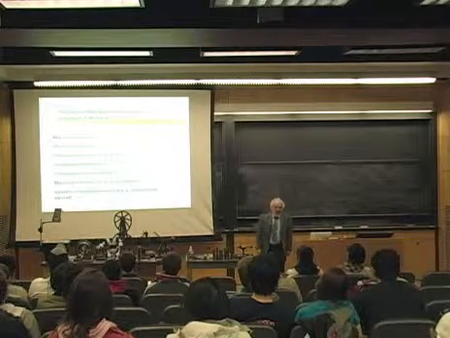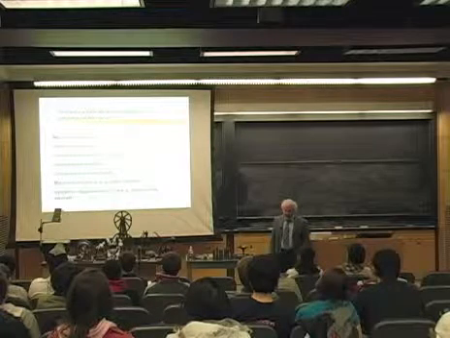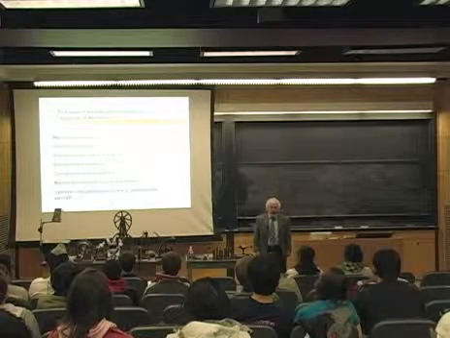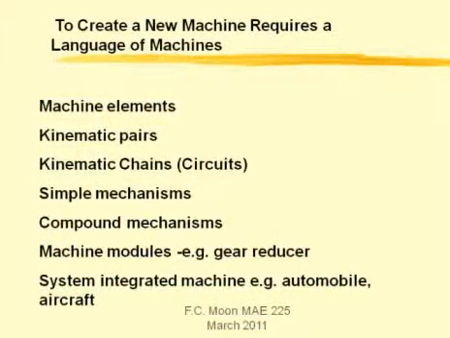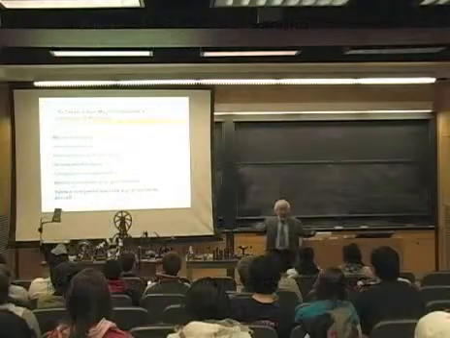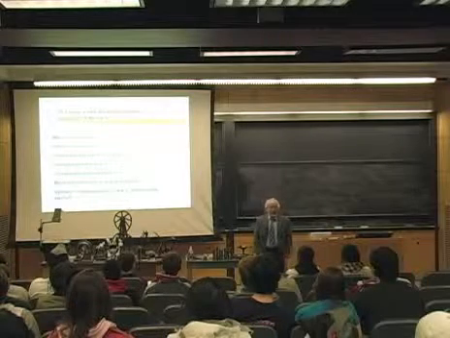So, in order to create a new machine, we must have a language of machines. And some of the elements of that language involve machine elements, kinematic pairs, kinematic chains. We'll talk about that in a minute. Simple mechanisms, compound mechanisms, modules such as a gear reducer or a transmission for a car. And then you put them all together in some sort of a system, and you create a larger machine, such as an automobile or an aircraft.